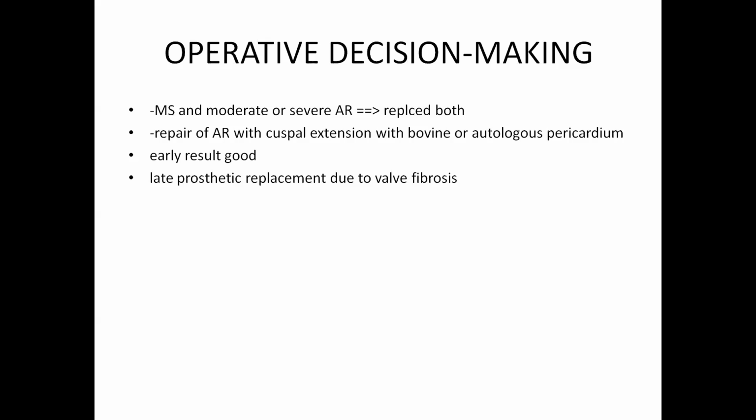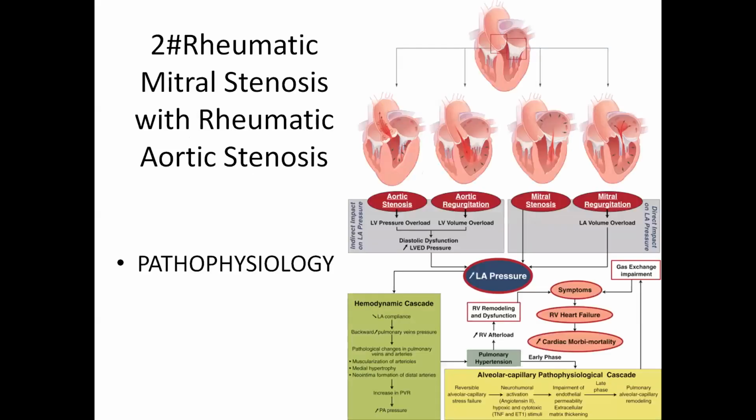Okay, I'll proceed with the second lesion, which is rheumatic mitral stenosis with rheumatic aortic stenosis. The pathology behind that: we have mitral stenosis and aortic stenosis. The bad thing here is the pressure, left ventricle pressure overload, so ventricular hypertrophy will develop, and also diastolic dysfunction will occur just due to aortic stenosis.